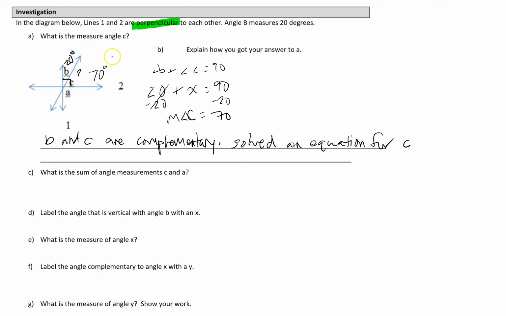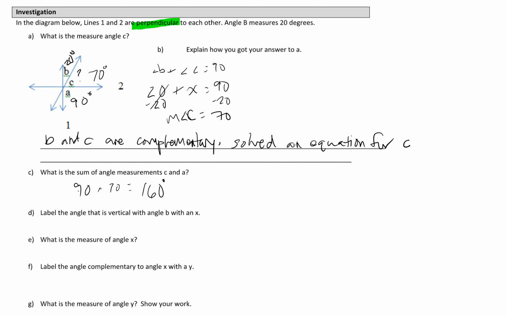All right, what is the sum of angle measurements C and A? So again, looking back, we said perpendicular meant all four of these were 90 degrees. So I know angle A is 90 degrees. So if I have C and A, we have 90 and 70 would give me 160 degrees. Let's see next part. I'm going to erase my little boxes.